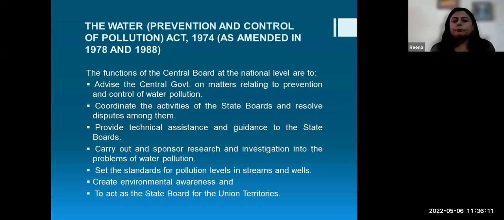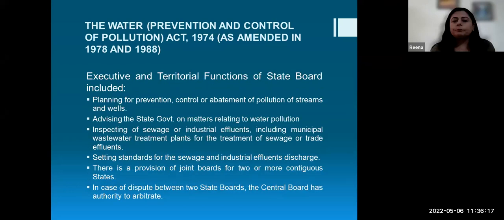Now we have discussed the central level board. So at state level, we have to plan for prevention and control. We have to advise the state government on sewage and industrial effluent, set up standards, and provide for joint boards for two or more contiguous states. And in any dispute between the state boards, the central board has the authority.